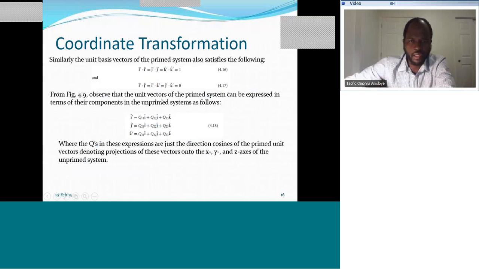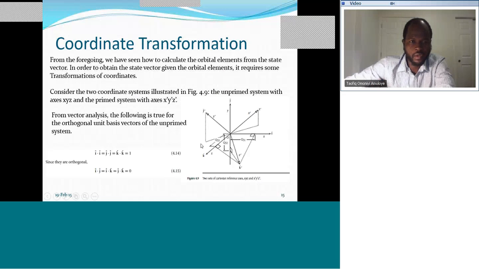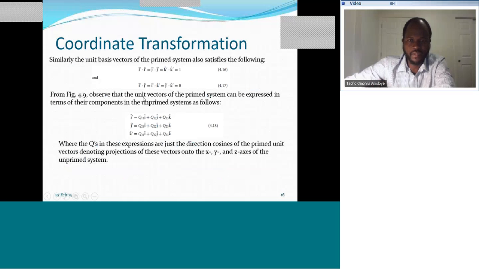So from figure 4.9, that is this one, we can observe that the unit vectors of the primed system can be expressed in terms of their components in the unprimed system as follows in equation 4.8. And the figure shows the graphical expression of this equation for the k axis. So we are just going to look at that.